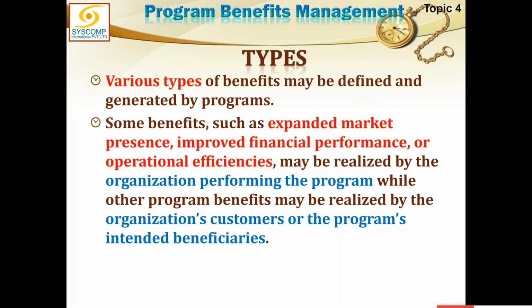Improved financial performance and operational efficiency are also similar kinds of benefits, and they may be realized by the organization performing the program, while other program benefits may be realized by the organization's customers or the program's intended beneficiaries. So that means during the life cycle of the program, naturally it's a long life cycle, and we have a target to say 20% of revenue increase we have to do during the life of the program. But what about when we hand over this advantage or this benefit to the customer? How does he sustain this?